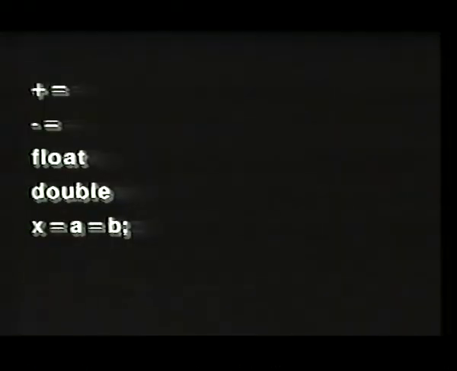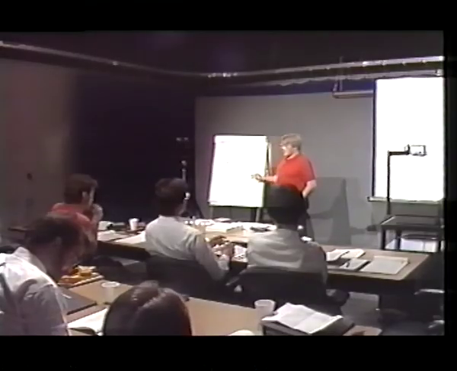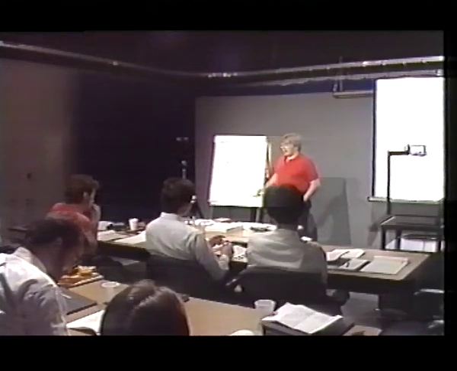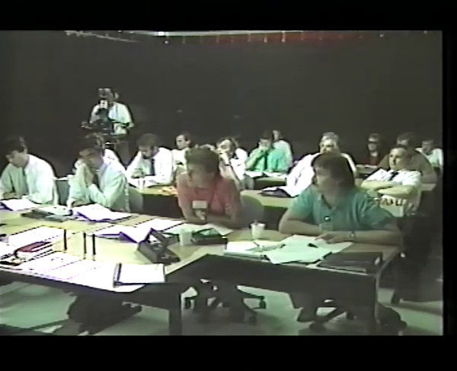So if you're saying X equals A plus B, and all of them are floats, A and B must be converted to a double, do the operation in double, and then convert the answer back to a float before you store it into X, which is a waste. That's one of the best benefits I've seen. But you can get different answers because of this.